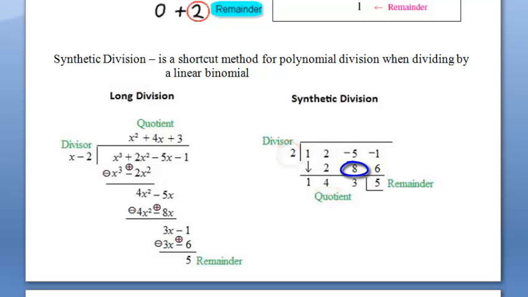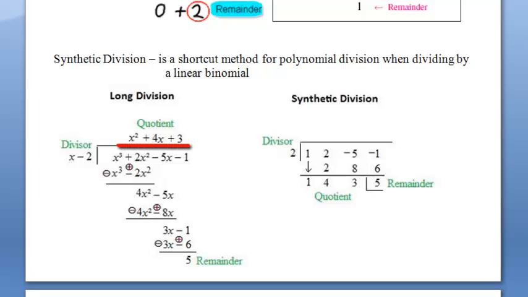And now I just add these two numbers together. Negative 5 plus 8 is 3. And then I go 2 times 3 is 6. I write it right here. I add those two numbers together and I get 5. You can see that I have the exact same thing. Check this out. My remainder is 5, just like I had before.